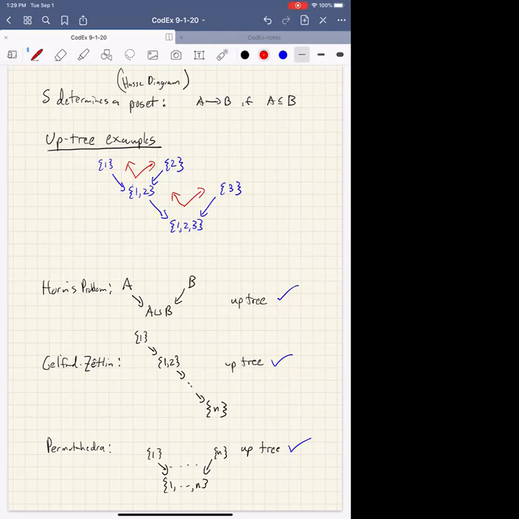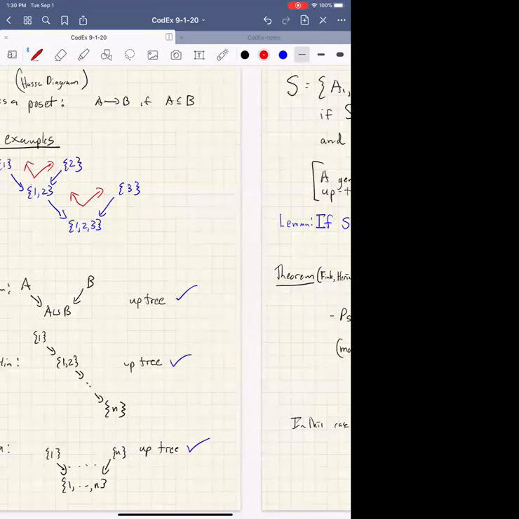So this is another example of an up tree. We have 1 and 2 including into 1, 2, which includes into 1, 2, 3, and then you can append 3 in there as well. And you can check that, of course, Horn's problem is one of these because it's just 3 things, and they're going down into the disjoint union. The Gelfand-Cetlin poset, which we drew earlier, is just a chain. And the Permutahedron is the shortest, fattest version of this poset. It's just the singletons included into the total index set. So these are all examples of up trees.